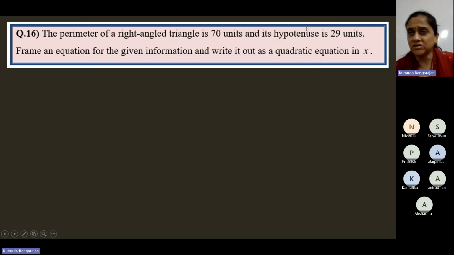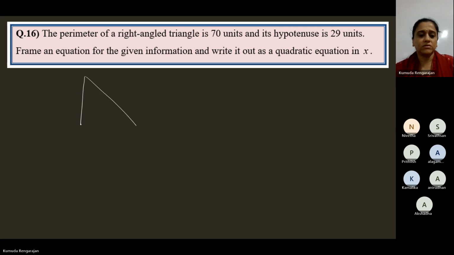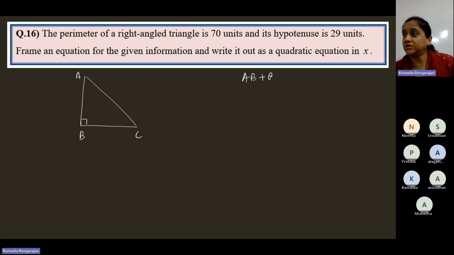Let's construct the equation alone for this and wind up the session for today. That's the question. Frame an equation. The perimeter of a right angled triangle is 70 units. Let's call it ABC. So perimeter meaning AB plus BC plus AC is equal to 70. And the hypotenuse is 29 units. So hypotenuse is AC, right? AC is 29. So AB plus BC plus 29 is equal to 70.